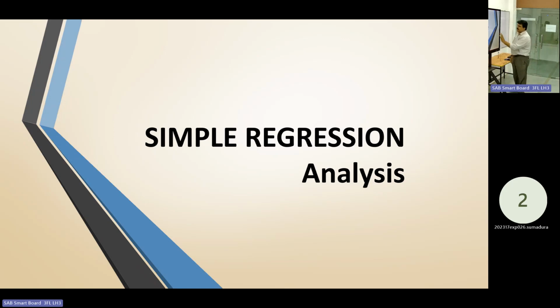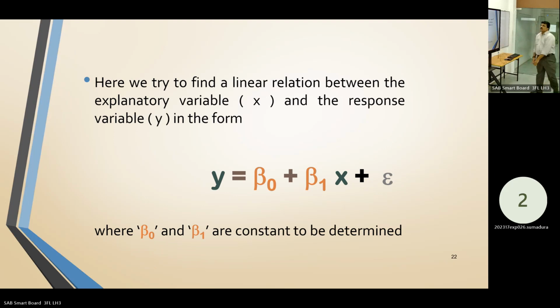So we have to take a heading. Here we try to identify or find a linear relation between the explanatory variable x and the response variable y in the form y equals beta naught plus beta 1 x plus epsilon.